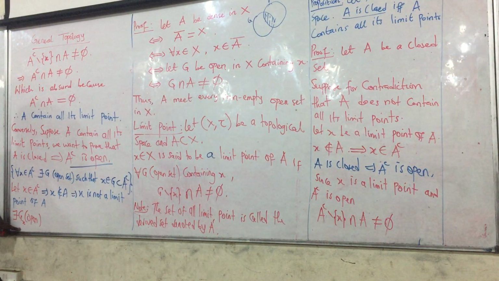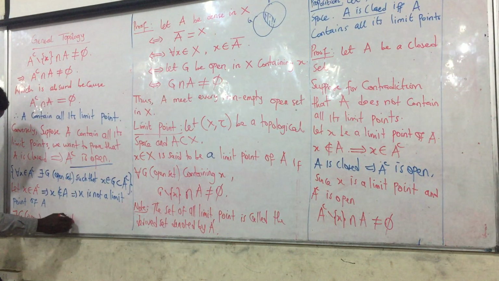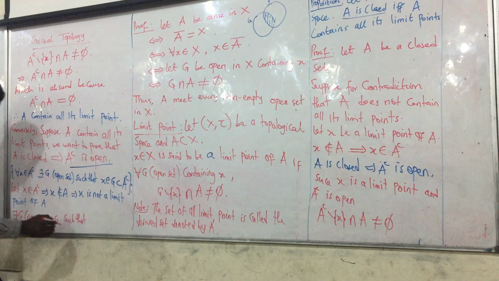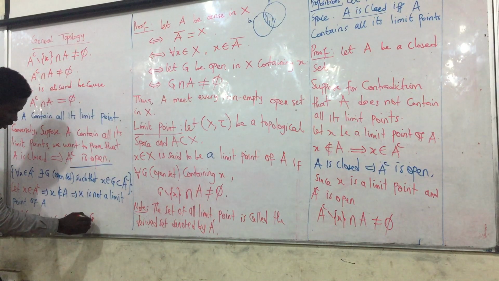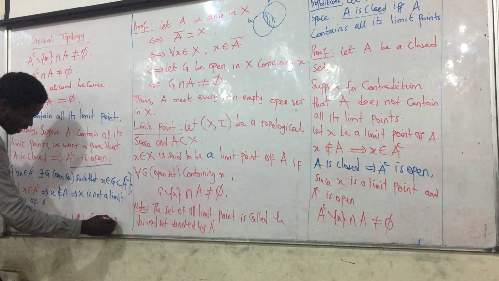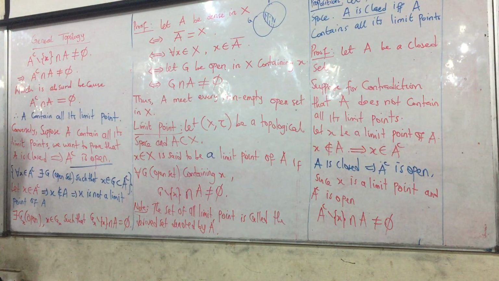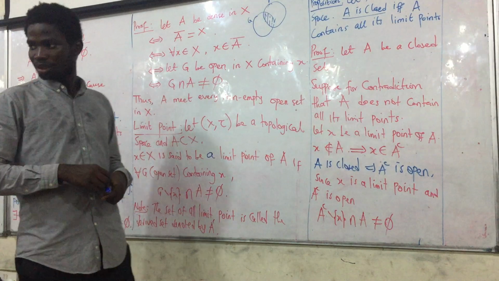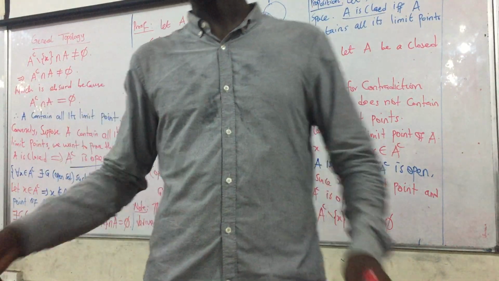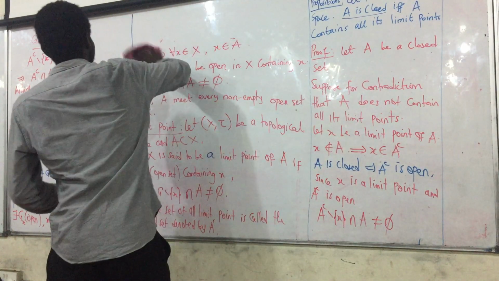Do you understand? And S is inside an open set, such that what? Such that G, if you remove that X, intersection A, it will be what? Empty. It's not a limit point. Thank you. Right?